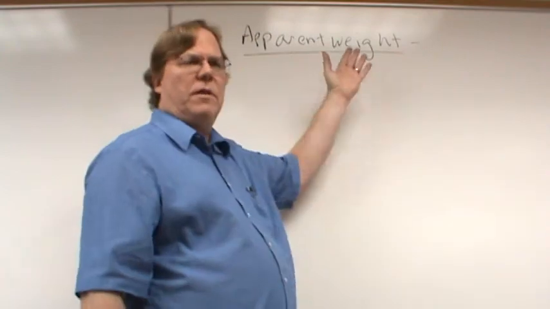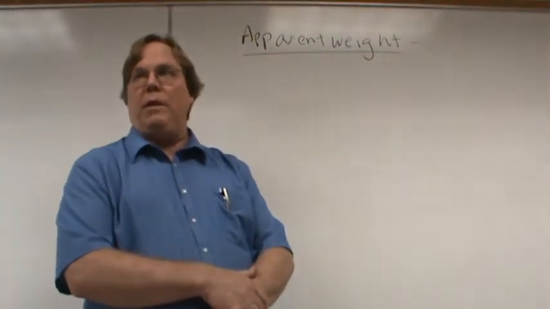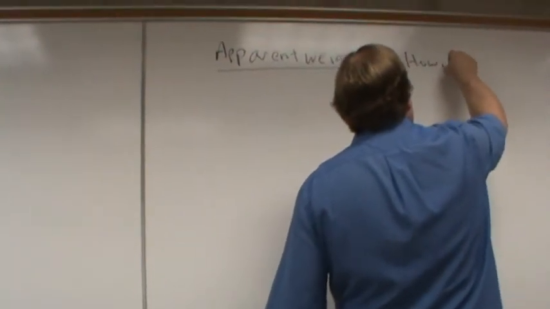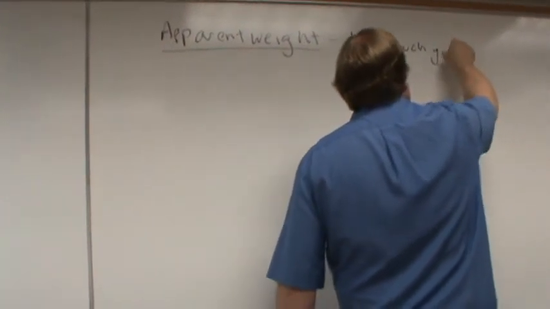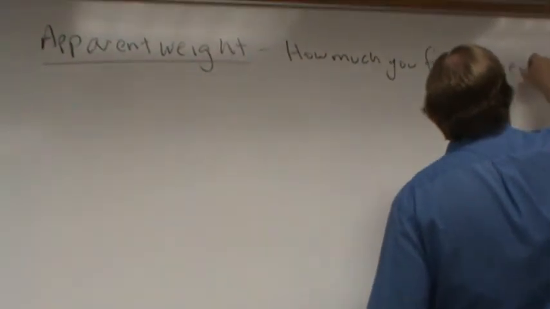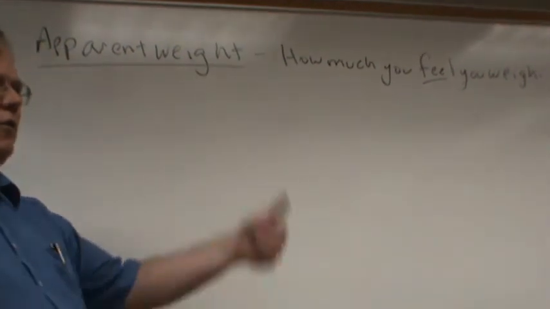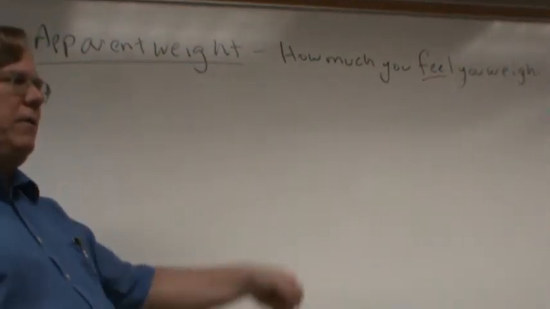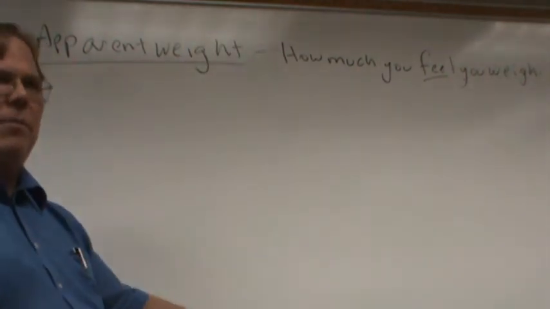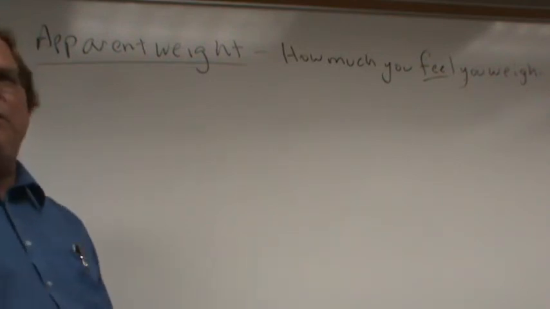Well, that gets us to the topic of apparent weight. The first definition of apparent weight is just how much you feel that you weigh. That's good enough. You feel heavier at the beginning of a trip upward. You feel lighter at the end of a trip upward. You feel heavier at the end of a trip downward, and you feel lighter at the beginning of a trip downward, right? It's just how you feel.